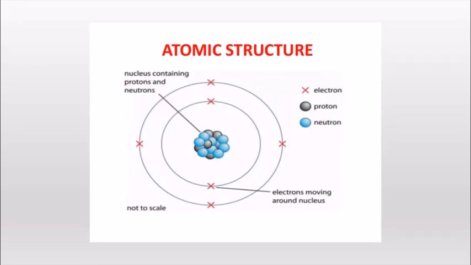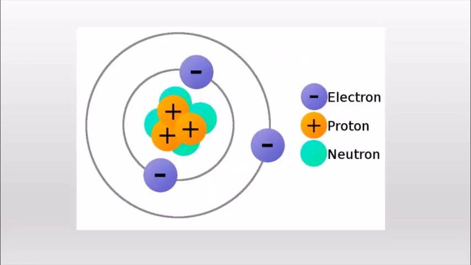First we have the nucleus. The atomic nucleus is positively charged. Almost the entire mass of the atom is concentrated in the nucleus. The nucleus contains two types of subatomic particles: protons and neutrons. Inside the nucleus we have positively charged protons and neutrally charged neutrons.